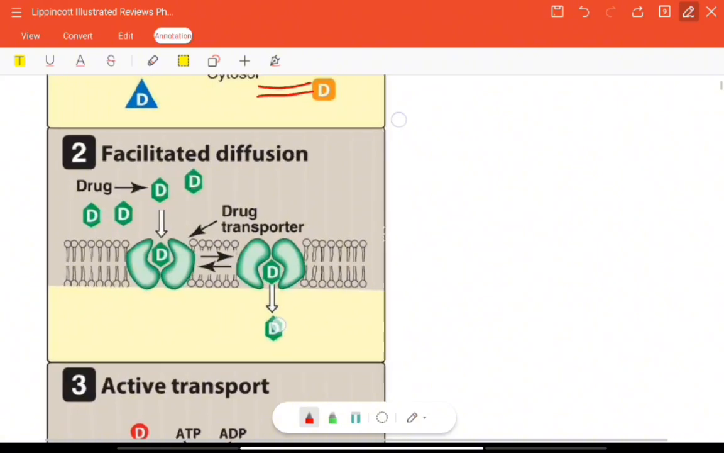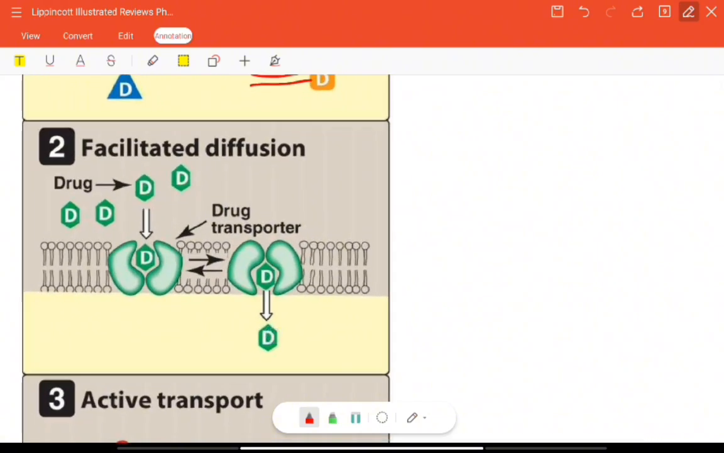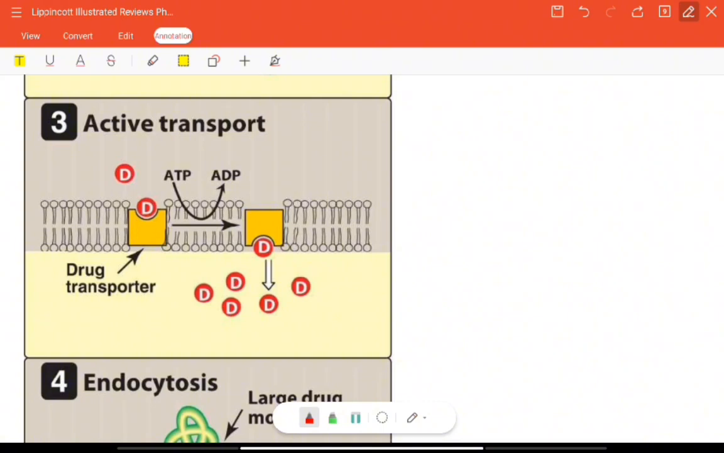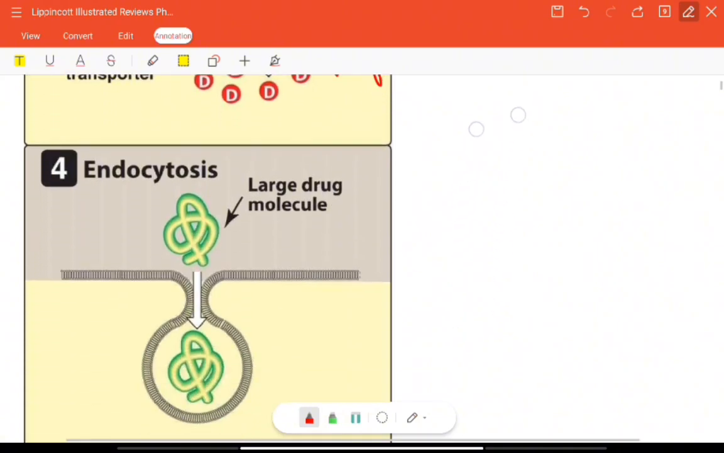Next is facilitated diffusion. In this, the drug molecules are of higher molecular weight, so it requires a drug transporter to facilitate the diffusion of the drug. The next is active transport. It is against the concentration gradient, from lower concentration towards the higher, and so it requires an energy molecule, hydrolysis of ATP.